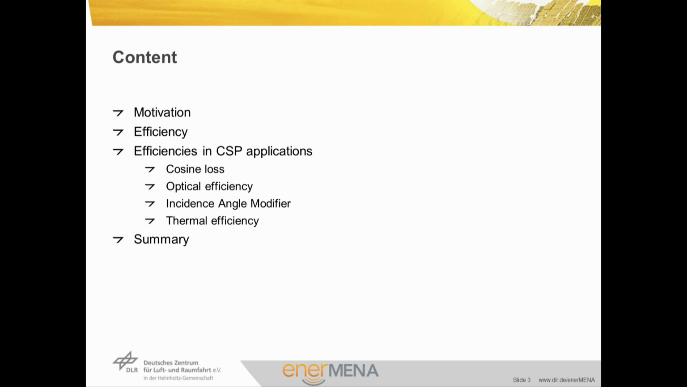Starting with the motivation for efficiency considerations and a general approach to efficiency calculation, this unit introduces efficiency aspects relevant for concentrating technologies such as cosine loss, optical efficiency, incident angle modifier, and thermal efficiency. At the end of the unit, the main findings are summarized briefly.